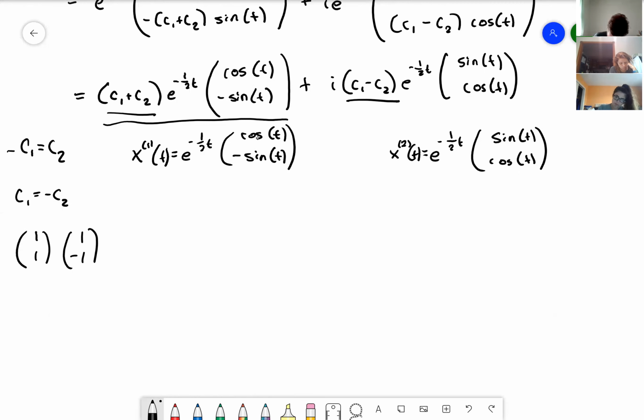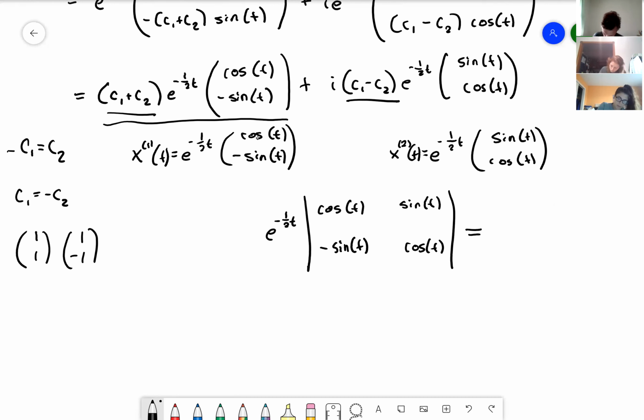Actually, it's not that hard to plug this into the Wronskian. If we factor out the e to the minus 1/2 t from the whole thing, then the matrix that we get is cosine of t, minus sine of t. Remember, for the Wronskian for these systems of equations, the columns of the matrix are just the solutions stacked next to each other. So this one would be our second solution, sine of t, cosine of t. When you take the determinant, you get cosine squared plus sine squared, which is just 1, times e to the minus 1/2 t, which is never 0.